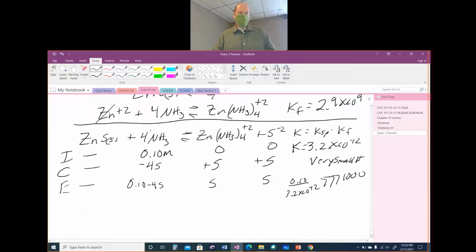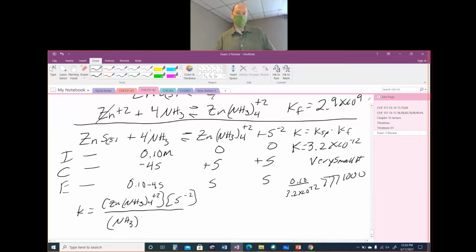All right, so we can set up that the K is the concentration of products. That is your Zn(NH3)4 plus 2. That's aqueous. All ions are aqueous. Your S minus 2 at equilibrium. Zinc sulfide is a solid. We do not put that there. NH3 is raised to the 4th. All right, and so now we just plug in our numbers.